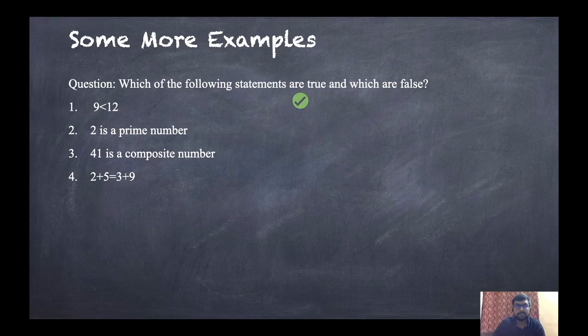Now, 2 is a prime number. Is it? Yes, we know that it is the smallest even prime number. So it is a true statement. 41 is a composite number. No, 41 is not a composite number. It is a statement, but it is a false one. 2 plus 5 equals 3 plus 9. 2 plus 5 is 7 and 9 plus 3 is 12, so they cannot match. So it is also a false statement.